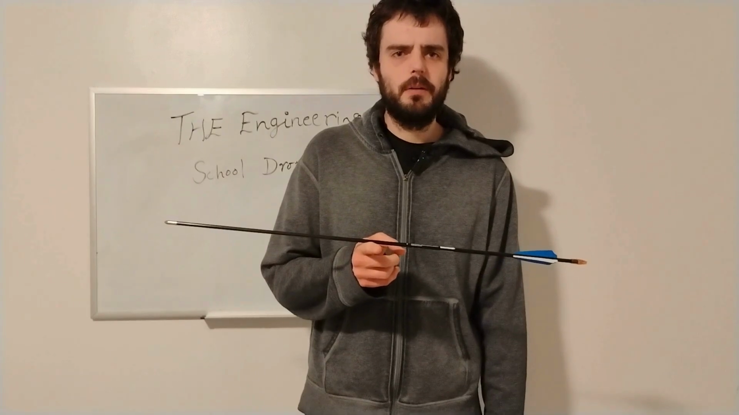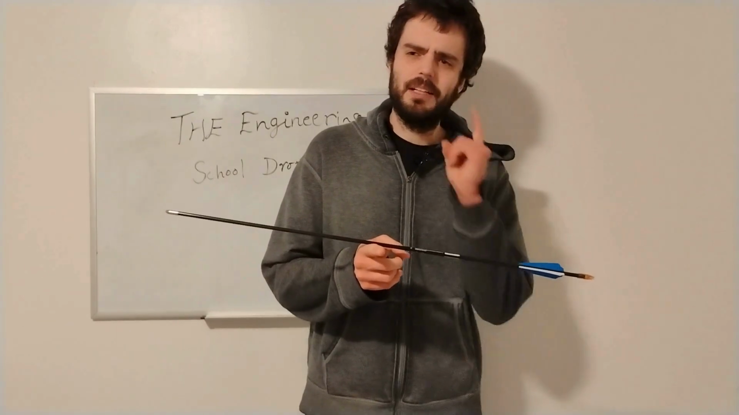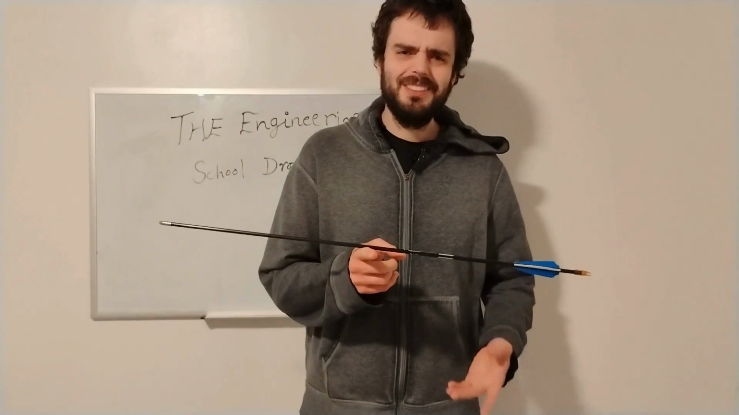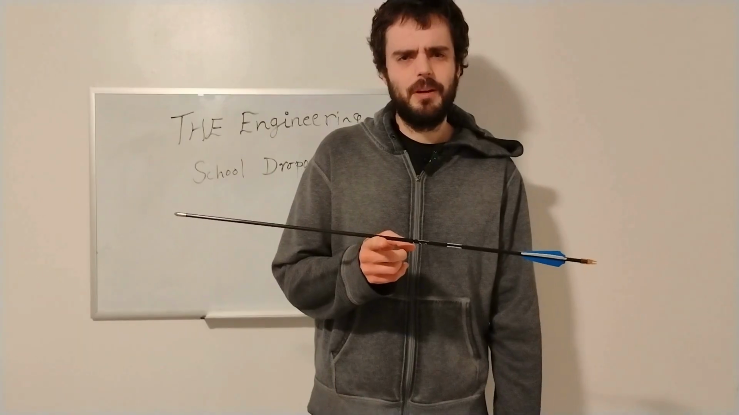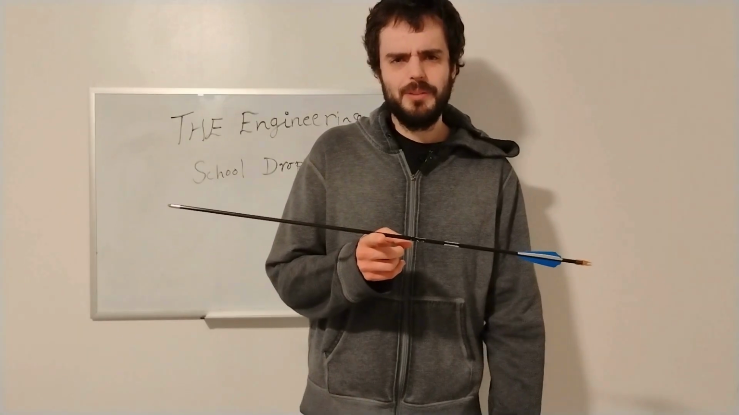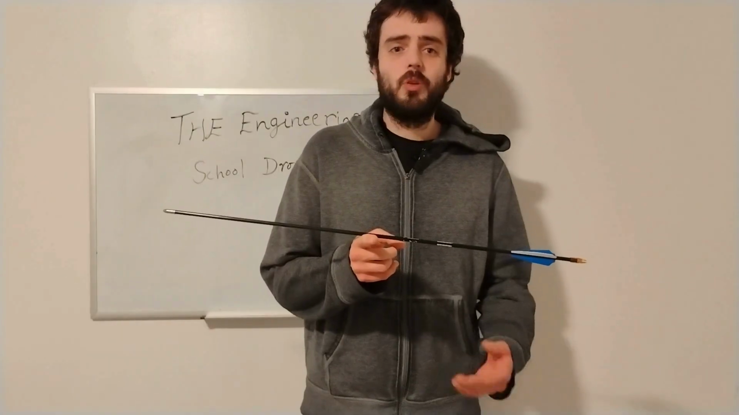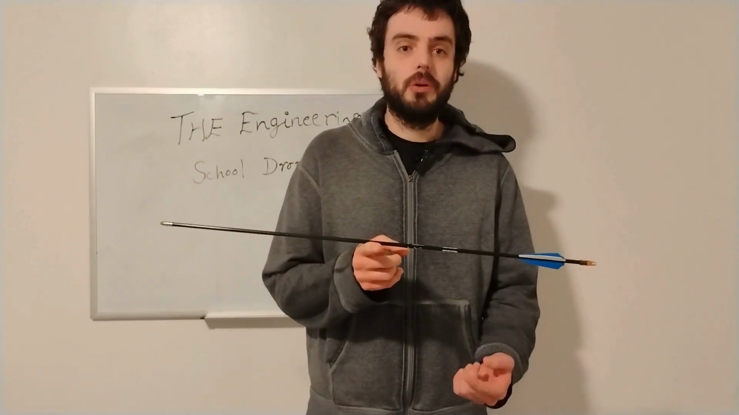Have you ever wondered why arrows have feathers at the back instead of the front? And what does it have to do with the fuel tank placement on NASA's new moon rocket? Stick around to find out. It really boils down to three things: center of gravity, center of pressure, and torque.